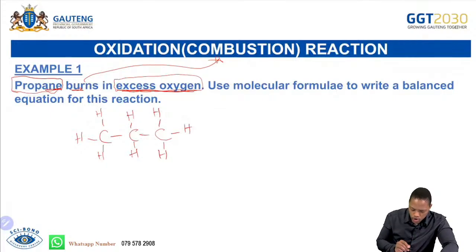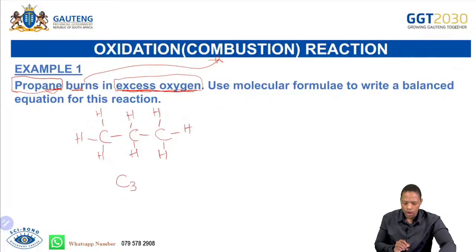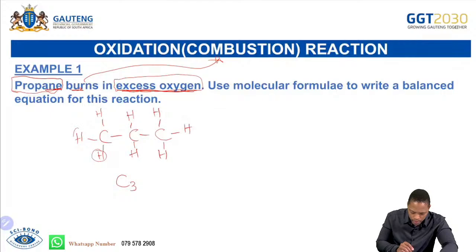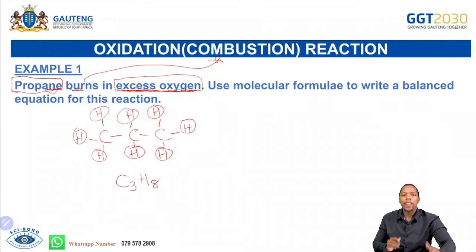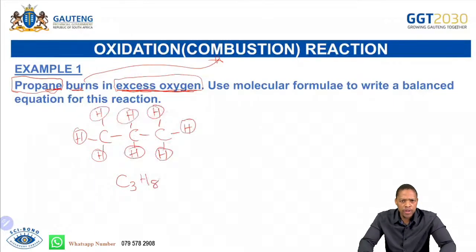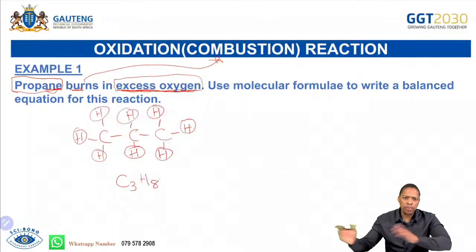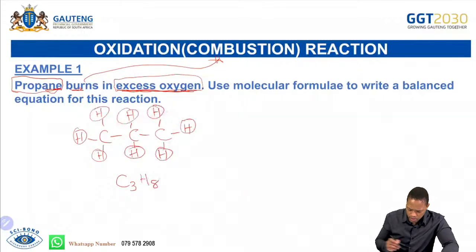How many carbons do I have? It's 3. You write C3. How many hydrogens do I have? Physically count them. 1, 2, 3, 4, 5, 6, 7, 8. And I have H8. That's the only difficult part of the reaction, as I've said. The next part is always going to be the same. So I'm now going to add this to a what?